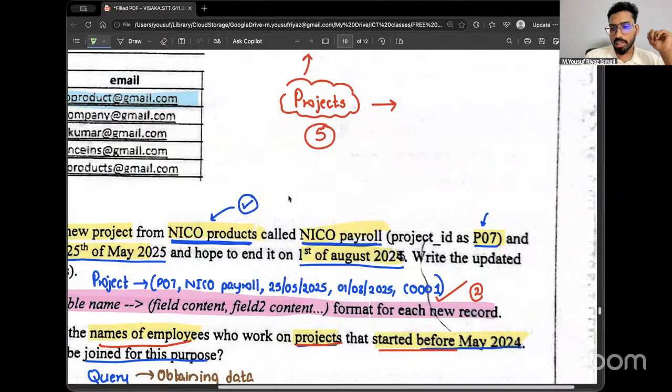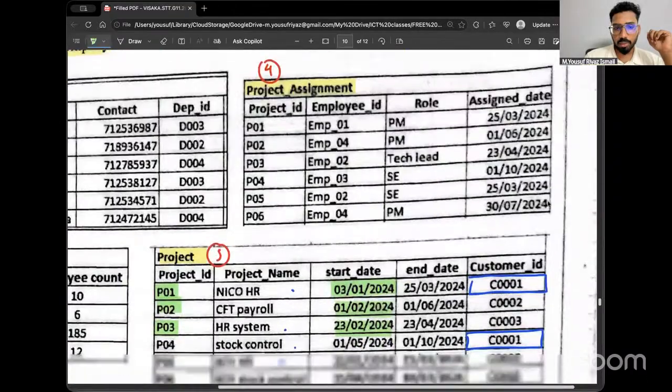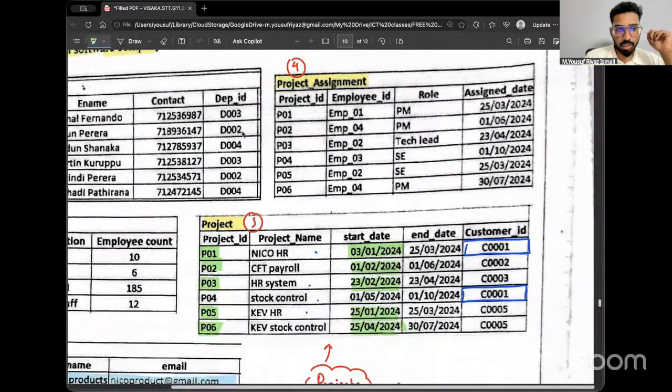To find who are the employees that are working, we come for the employee table. So once you come for the employee table, you can see for project 1, employee 1 was working. For project 2, employee 4 was working. For project 3, employee 2 was working. Should we come and take project 4's who is working data?